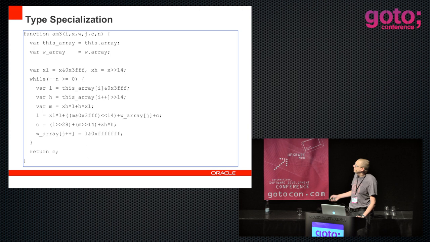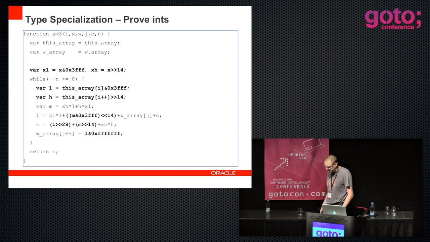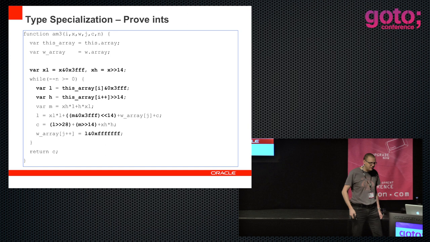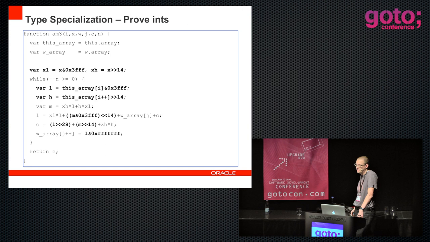But the stuff that's bold here, we can tell that these things are ints, 32-bit ints. They can be represented as Java 32-bit ints because they're the result of a bitwise AND with something that's less than 32 bits. They're the result of a bitwise shift and things like that. So all these, basically, if you don't do anything else with them, can be represented as Java ints for this JavaScript program.